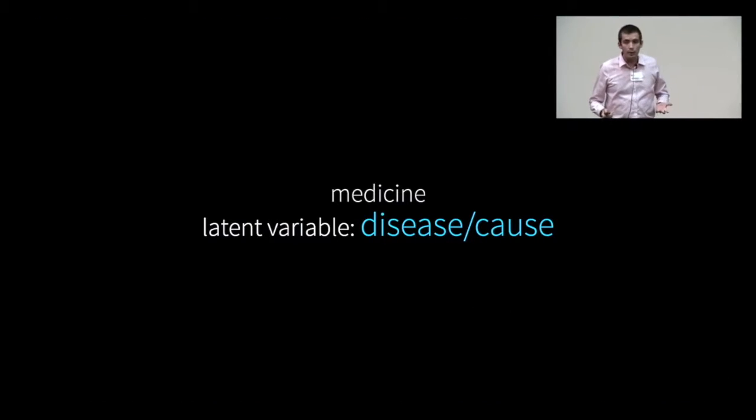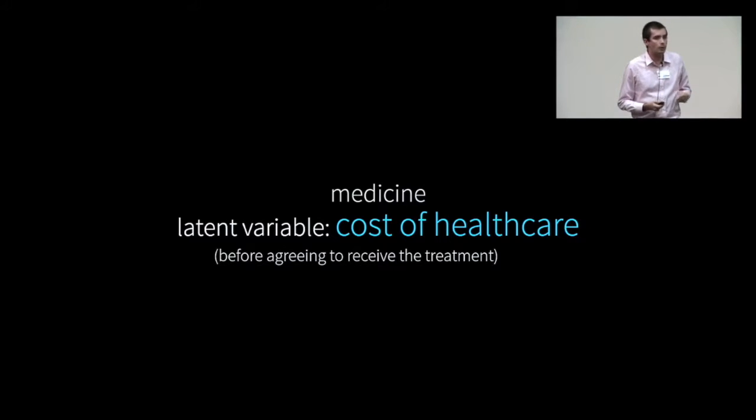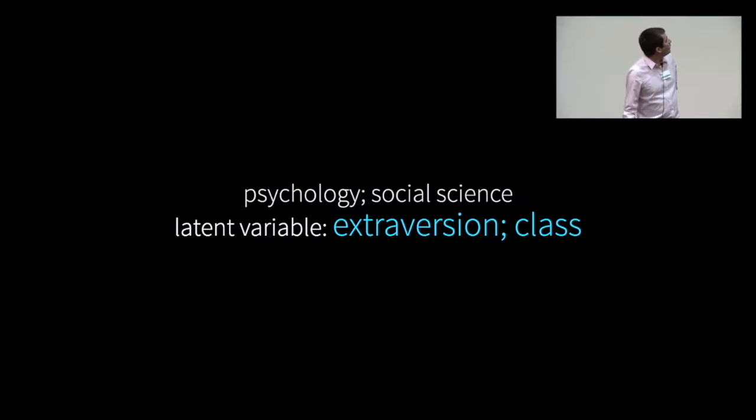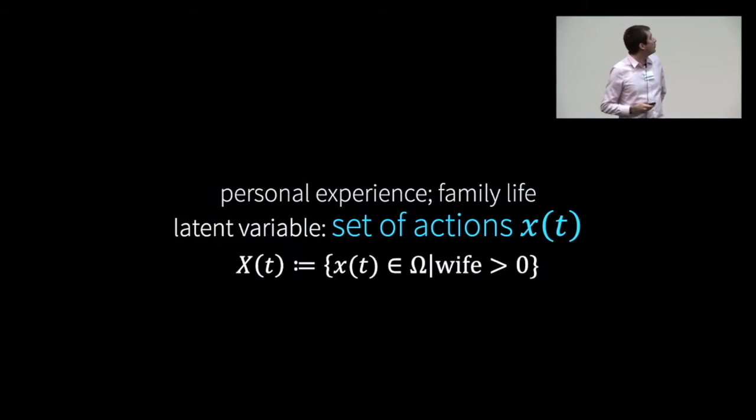In medicine, if a patient presents him or herself with a set of symptoms, we may be interested to try and uncover the hidden or latent cause of the disease so that we can prescribe an effective treatment. Similarly, a psychologist might want to determine the degree of extroversion of a subject, or a social scientist might want to estimate a person's socioeconomic status or class. Oh, I skipped one. Let's move right along. Getting more technical, how about the set of actions that is guaranteed to lead to a positive response from my wife? Notice that the set of actions is time varying, but my wife certainly is not.